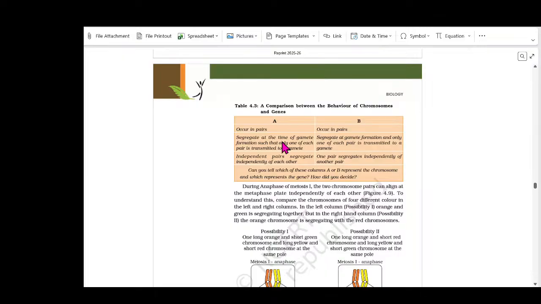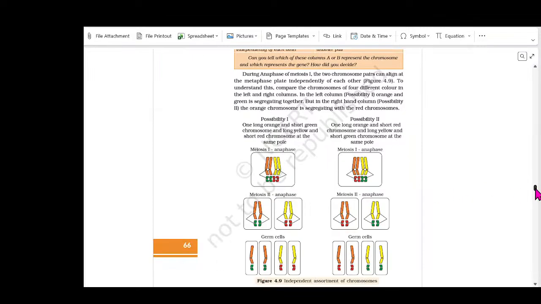In Table 4.3, on one side chromosome points are being given and on the other side gene points are being given to you. During anaphase of meiosis 1, the two chromosome pairs can align at the metaphase plate independently of each other. To understand this, compare the chromosomes of four different colors in the left and right columns. In the left column, which is possibility 1, orange and green are segregating together. But in the right hand column, which is possibility 2, the orange chromosome is segregating with the red chromosome.